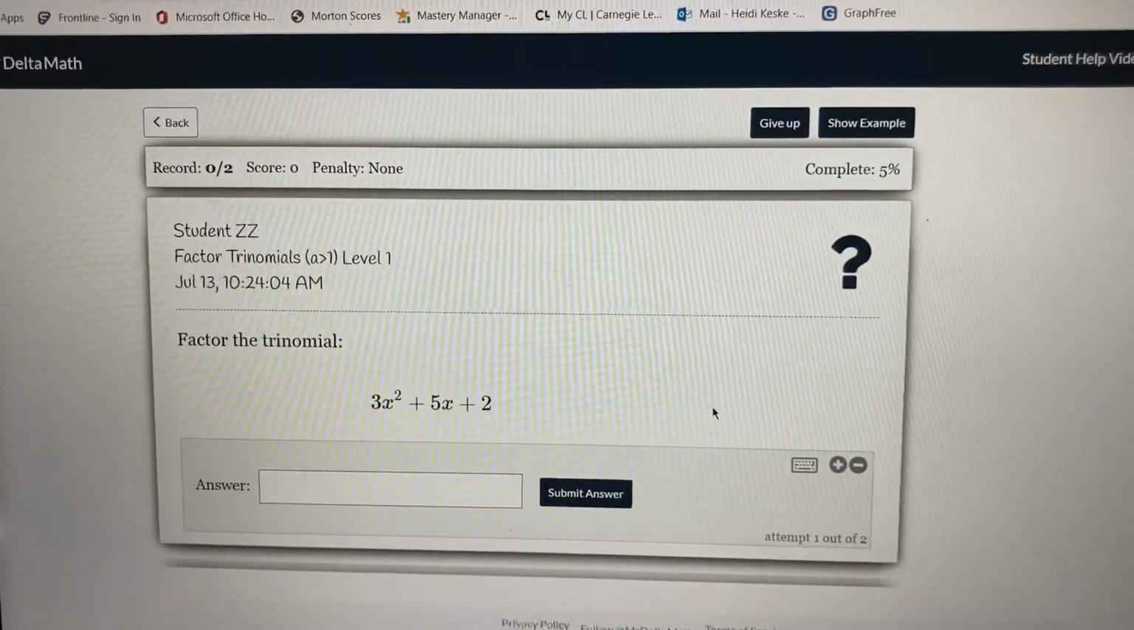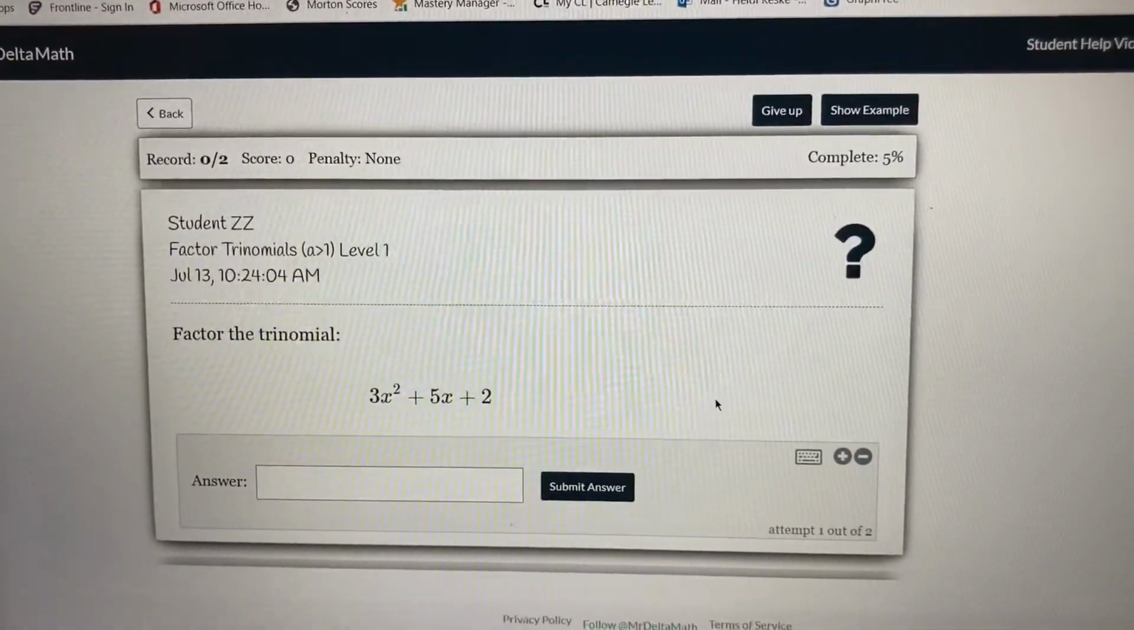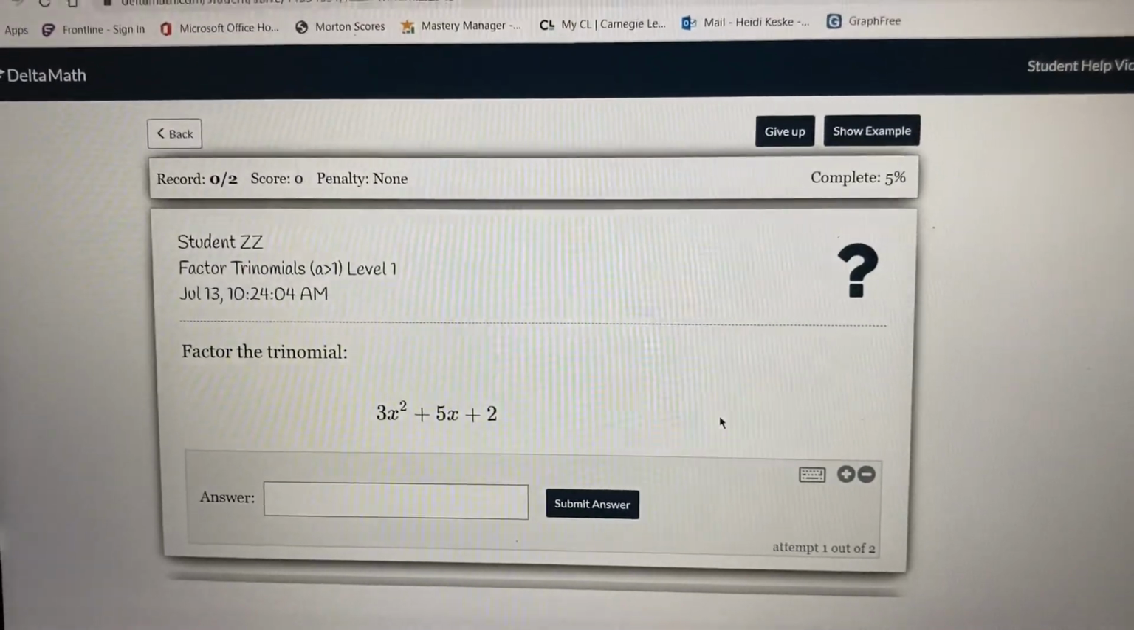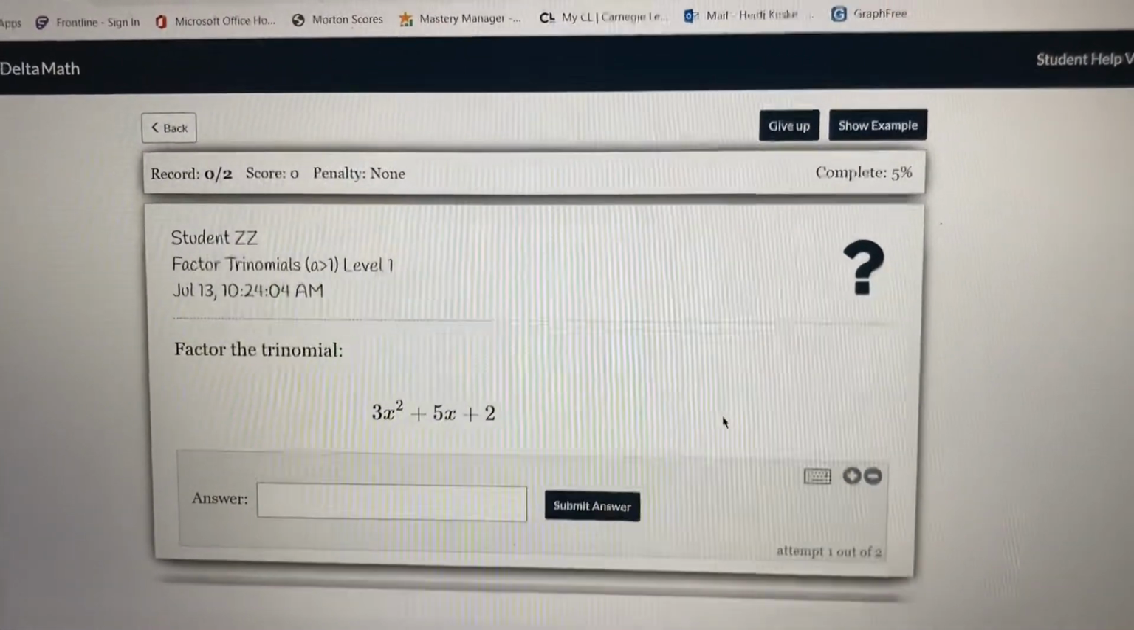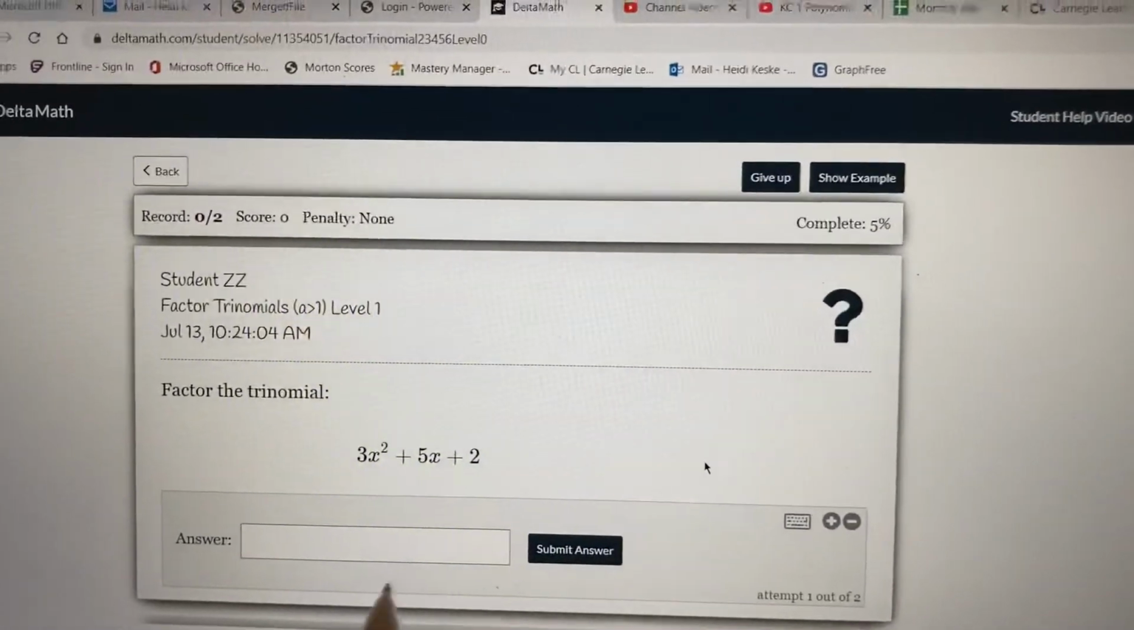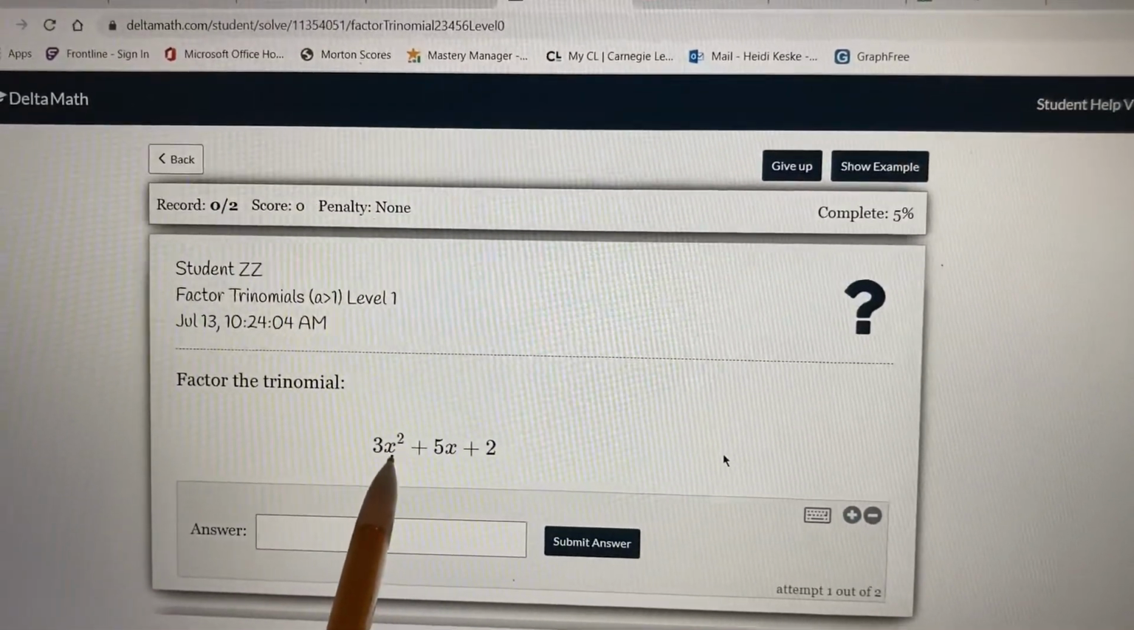Factor trinomials, a is greater than 1, level 1. So this is the same type of question as the one that came before it. It's just a bit more complicated because I have a number here in front of the x squared term. So we're going to set it up in a very similar way. I'm going to write down my problem.